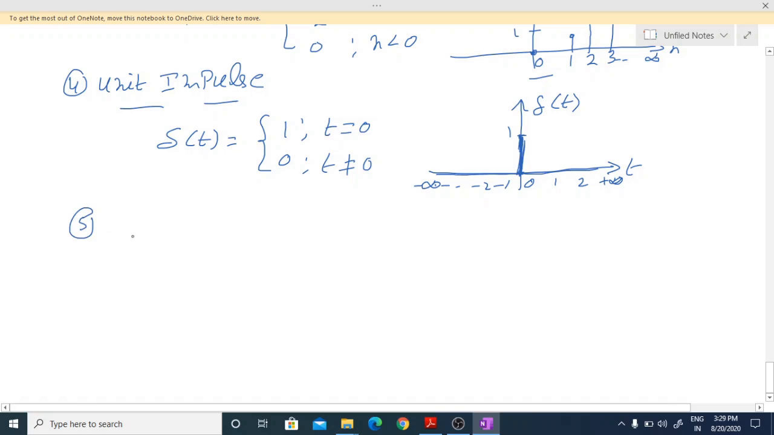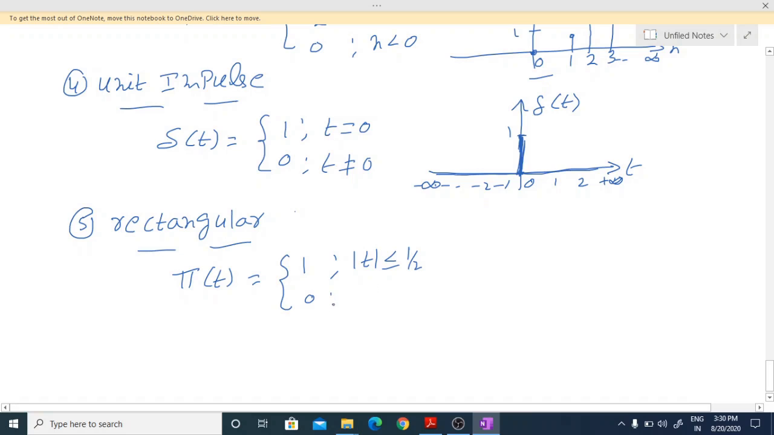Next, the fifth one is the rectangular signal. The rectangular signal is indicated with pi of t, and pi of t is 1 if mod t is less than or equal to 1 by 2, and 0 if mod t is greater than 1 by 2.